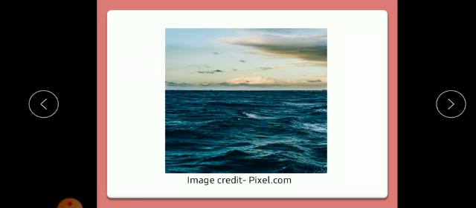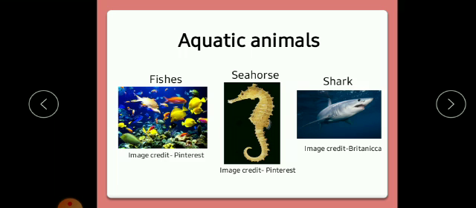We find animals on the land, in the sky and in water too. Such animals are called aquatic animals. Children, fishes, seahorse, shark are some of the aquatic animals. These animals too need air. These animals use the air dissolved in water.